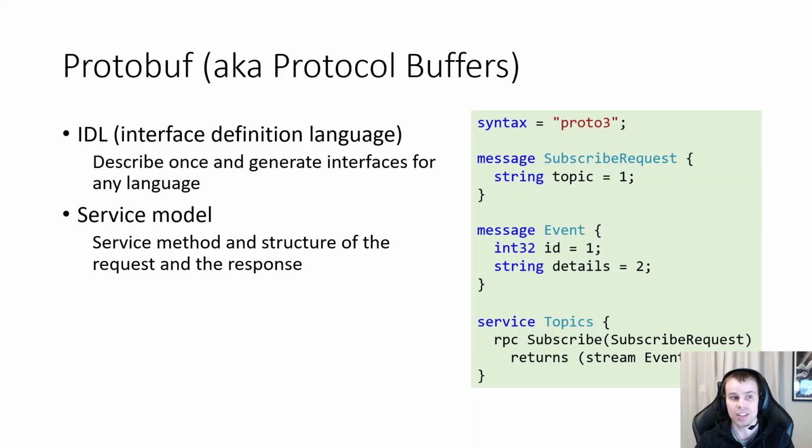Protobuf also acts as the service model, so that defines the services that your gRPC server implements and also the methods on them. Here we can see we've got a topics service and we've got a subscribe method, and that subscribe method takes the request object that we specified earlier, and then it returns a stream of events. Think of a gRPC service like a controller in MVC, and think of the subscribe method like an action.